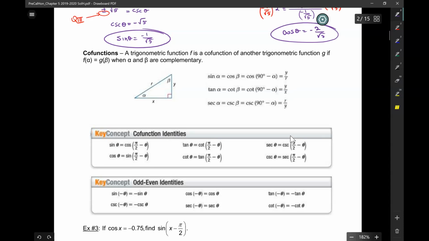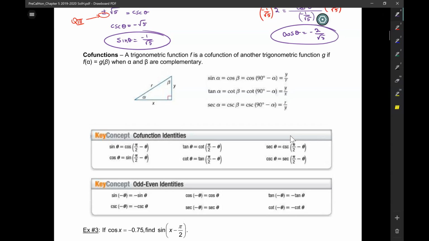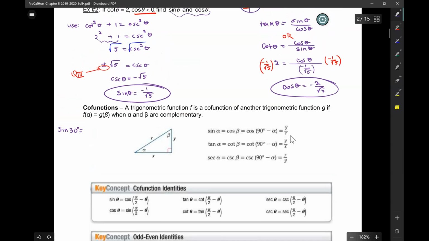So here's a question for you, back from chapter 4. What's sine of 30? 1/2. What's cosine of 60? 1/2. Okay. What's sine of 60? What's cosine of 30?